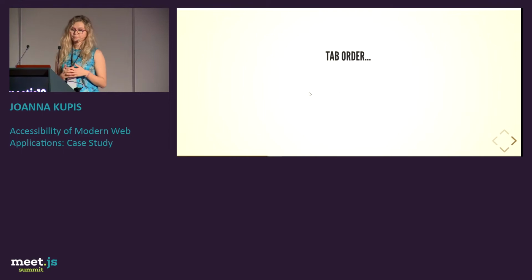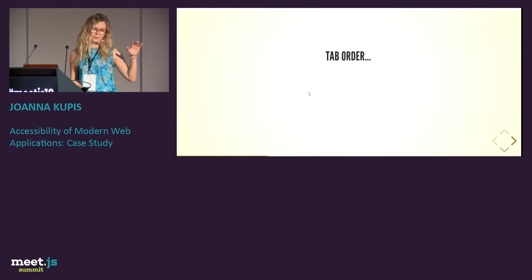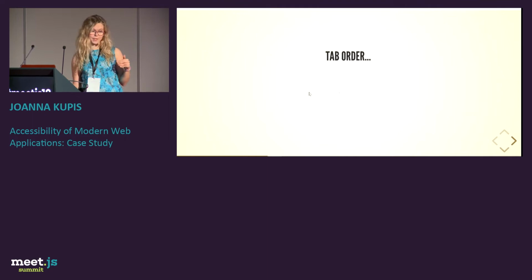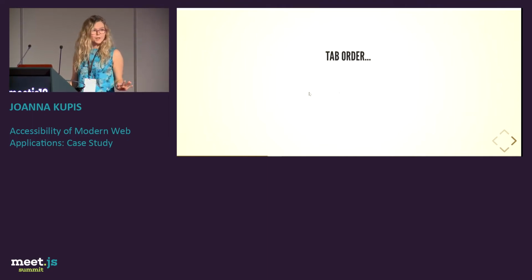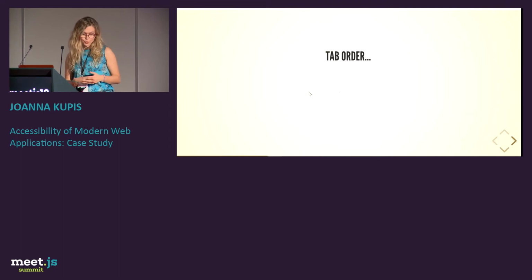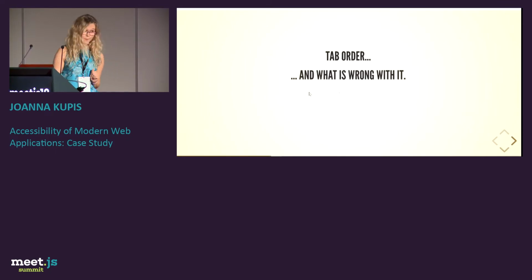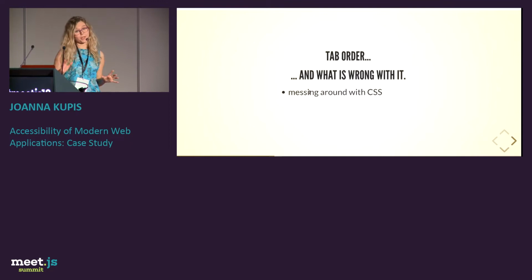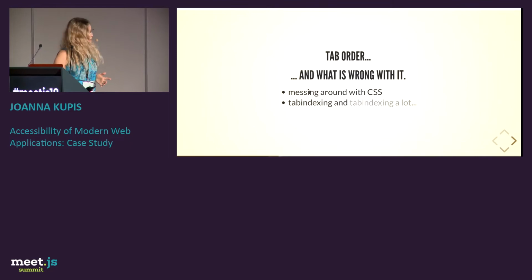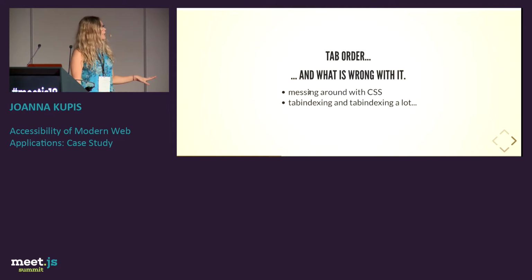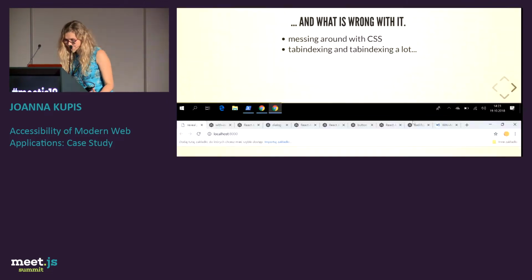So when you press tab, you can notice the focus on the web page, and the tab order is very connected to the order of your HTML elements in the DOM. And very often that's the problem. Why? Because you can mess around with CSS, because you can use tab index and use it a lot, and then you end up with a totally inaccessible page, which I will just present.